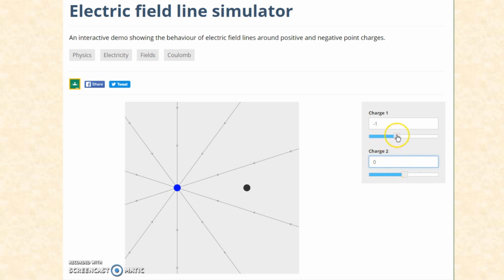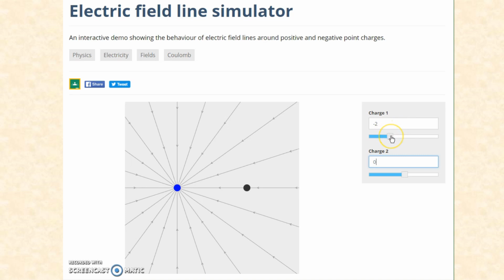Notice what happens if we now double the amount of charge. I'm going to go from -1 charge units to -2. So when we double the amount of charge, we double the number of field lines from 10 to 20, consistent with the requirement that the number of field lines is directly proportional to the amount of charge.